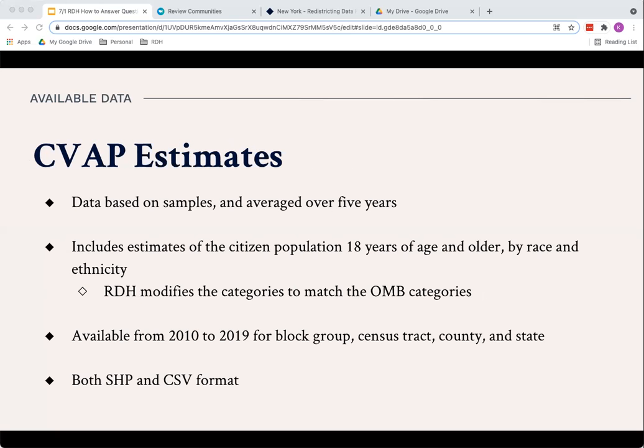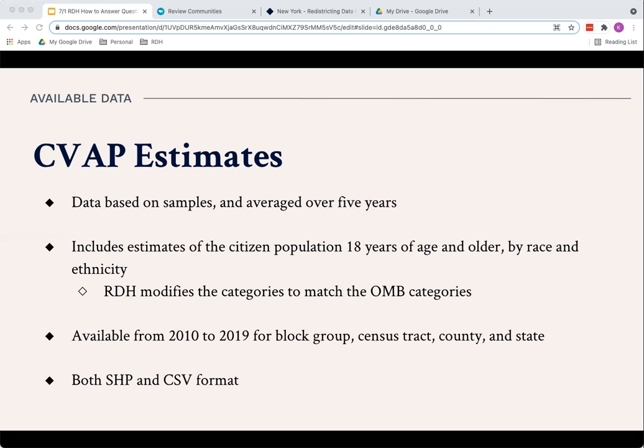The Citizen Voting Age Population data is derived directly from the American Community Survey. So that means that the same caveats apply here. The data is based on samples, not on enumeration, so they are estimates and they have margins of error. They are on average a couple of years older than you think they are based on the naming convention of the data set.